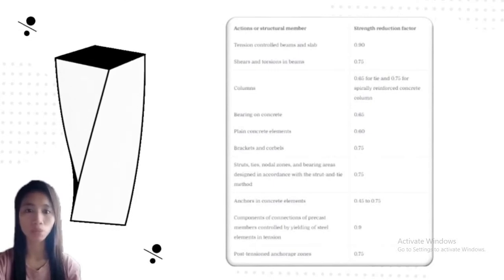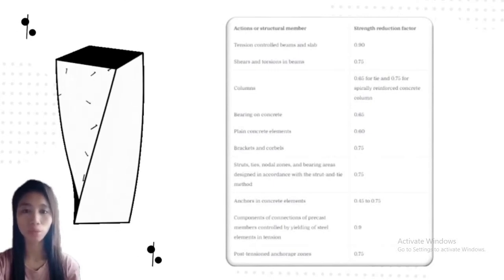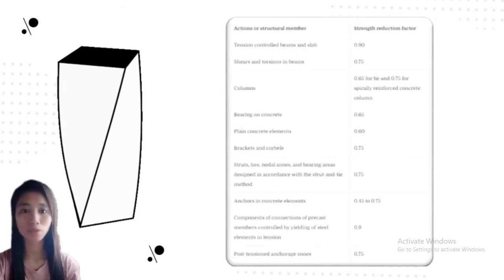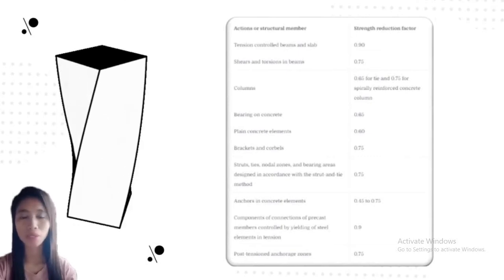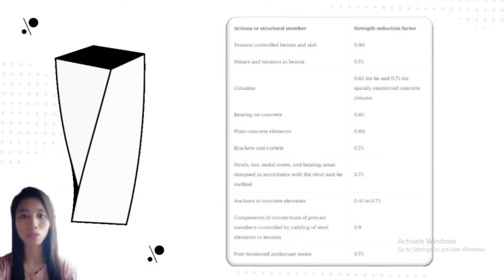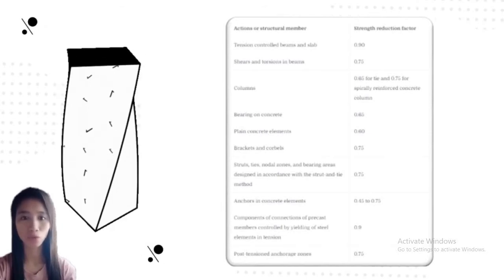For example, gagamit tayo ng column na merong 30 megapascal strength. So, we will multiply this with the given strength reduction factor na makikita dito sa code. So, yung magiging product nun ay i-consider on designing the reinforced concrete.